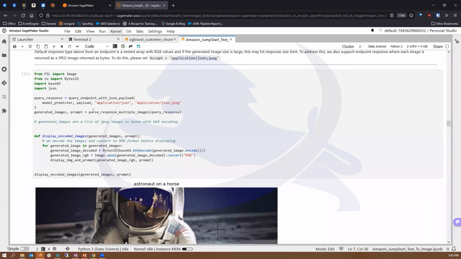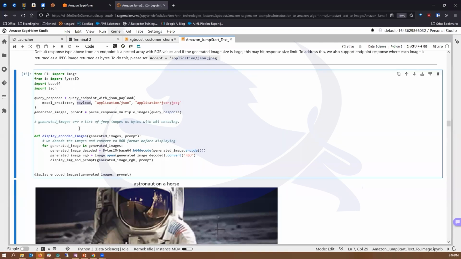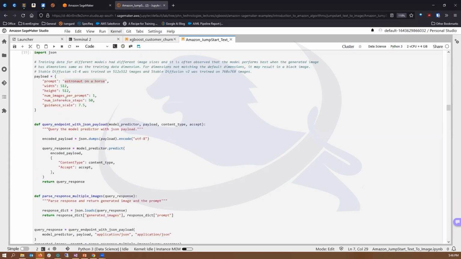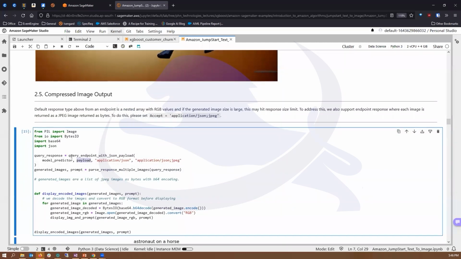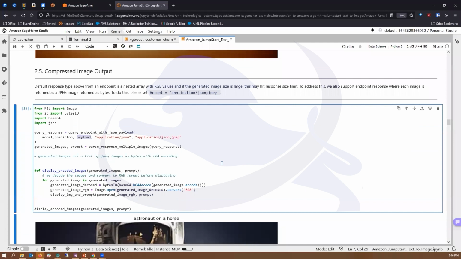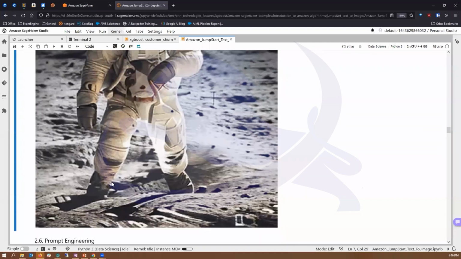So even though these models are trained on a very large set, they are not always right. Let's say I use the same payload which I used in the last example, astronaut on a horse, with the same parameters, but it generated an image which does not have a horse. So these models are not foolproof, but you can fine tune them for your domain to get better results.